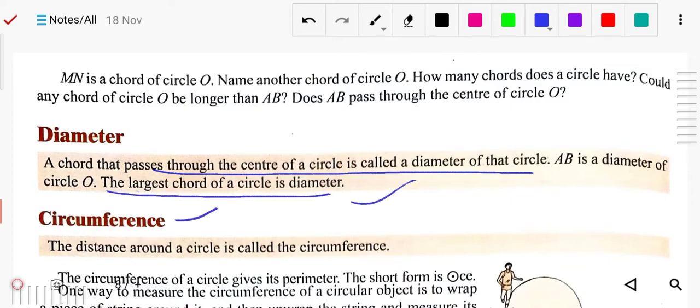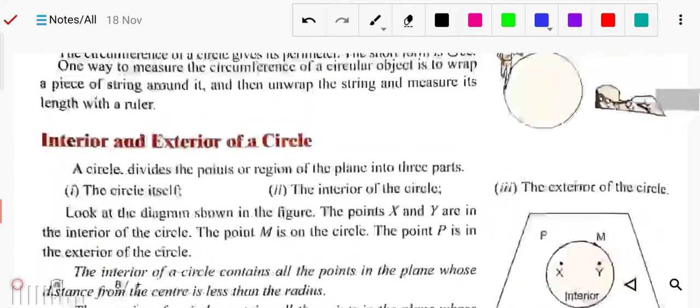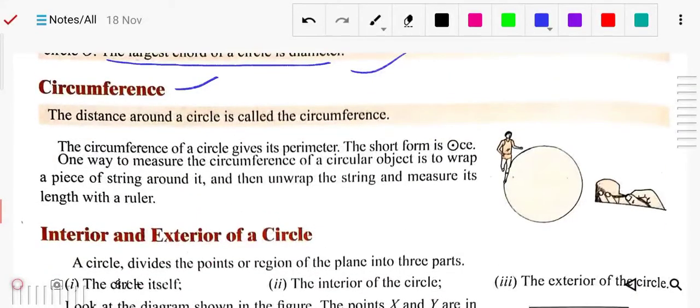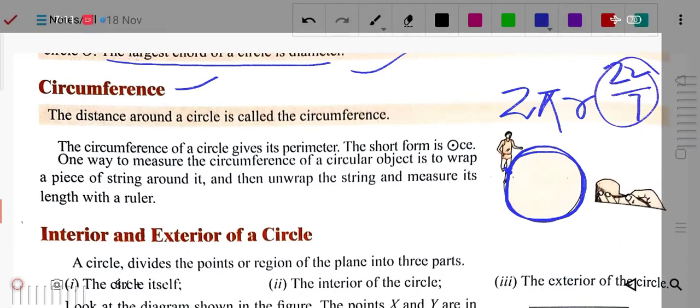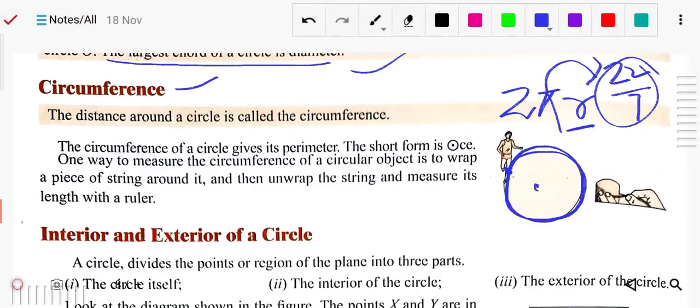Now we have the circumference. The distance around a circle is called the circumference. If you travel from this point of the circle around and again reach here, whatever distance you have traveled is called the circumference. You know the formula to find the circumference: 2 pi r. The value of pi is 22 by 7, and r is the radius of this circle.